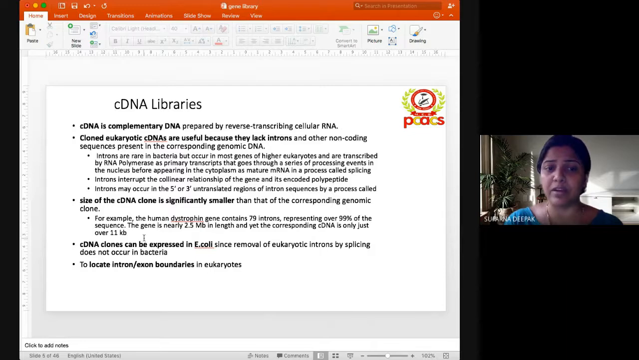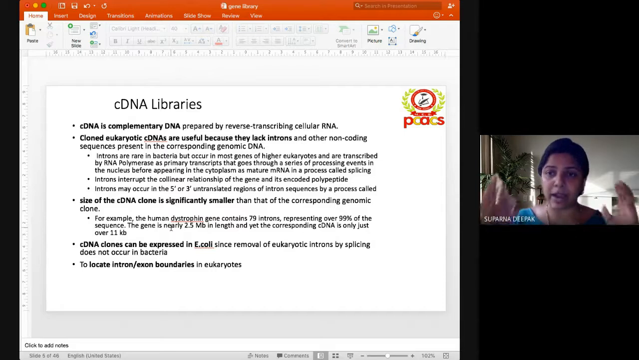So definitely they will be smaller. For example, you can see that the human dystrophin gene contains 79 introns, so the gene is nearly 2.5 MB in length. But when you are taking a cDNA, which comprises only the exons, all the 79 introns are going to be removed. So almost 99% of the sequence is removed, and what you are going to get is only 11 KB.